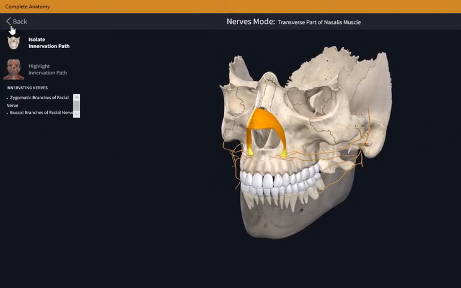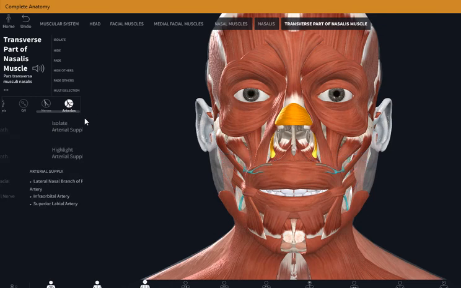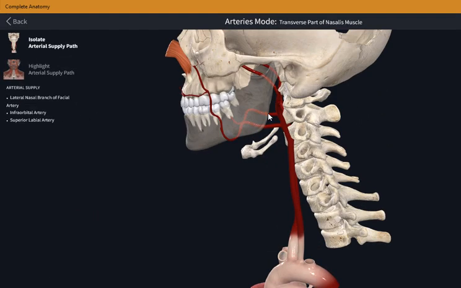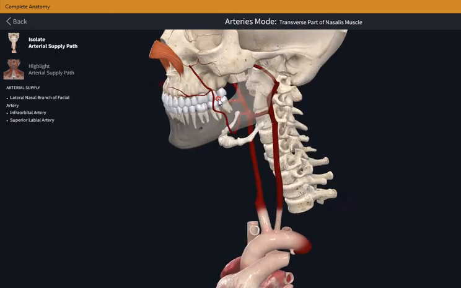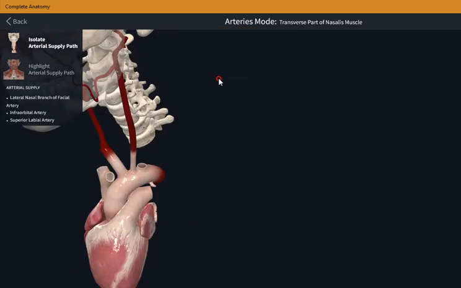Now let's see the arterial supply to the nasalis muscle. It's going to be as such. It receives blood from the facial artery, and it comes up as such to give to the procerus.